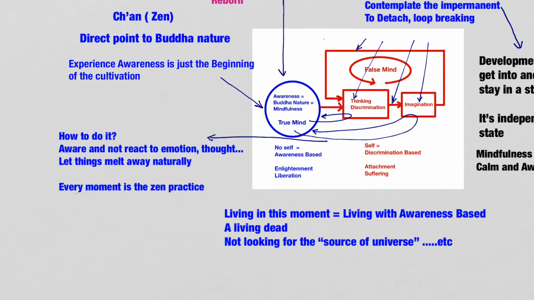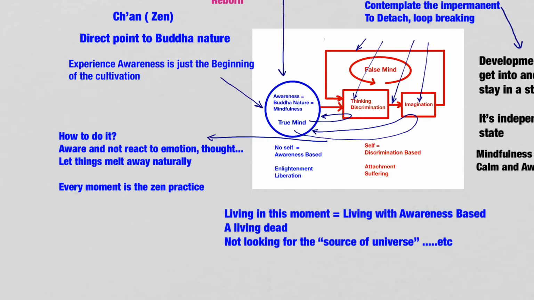How to do it, how to practice? Be aware and do not react to emotion or thought. Let things melt away naturally. Okay, so as an ordinary human being, we have the habit of being aware, say, aware our body is cold, then you get into the thinking, discriminations, imagination, and keep looping.